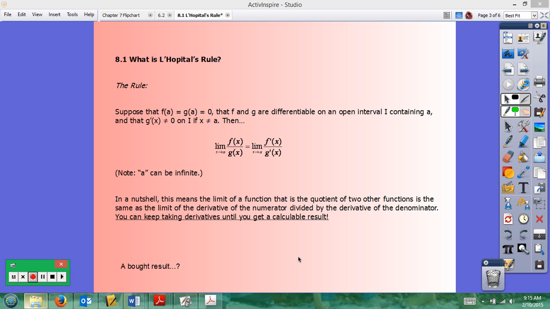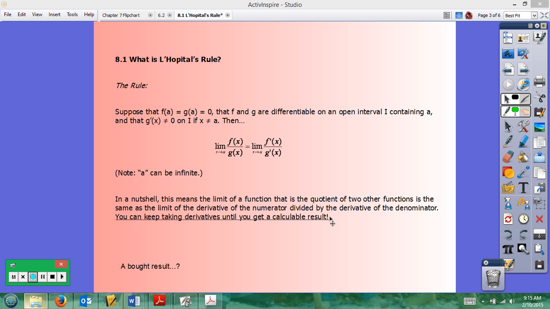Okay, today and in the coming days, we're going to look at something known as L'Hopital's rule. The rule is used to evaluate limits. Now, it might sound funny that we're coming full circle back to limits, but as you'll see, it uses derivatives to actually evaluate the limits.